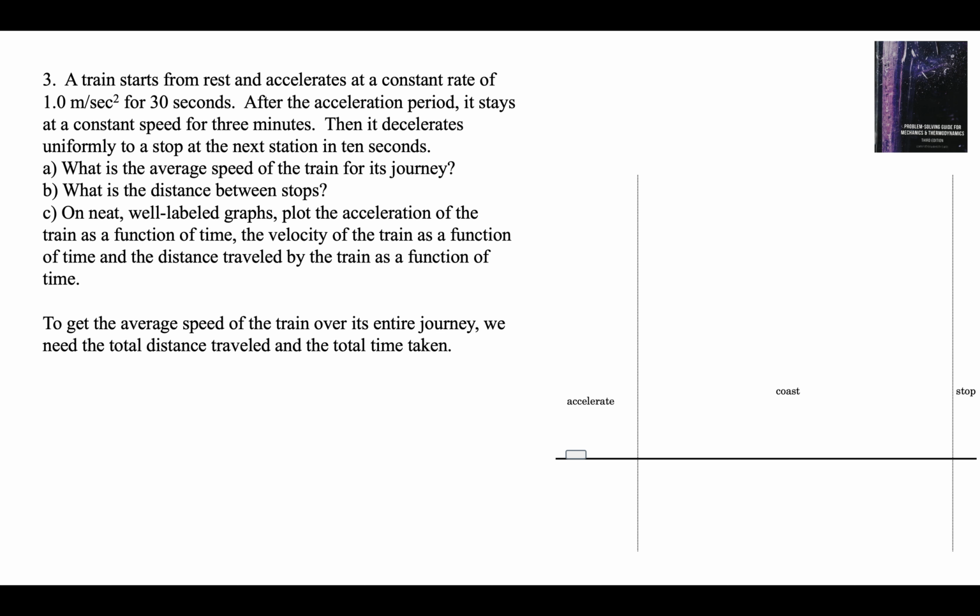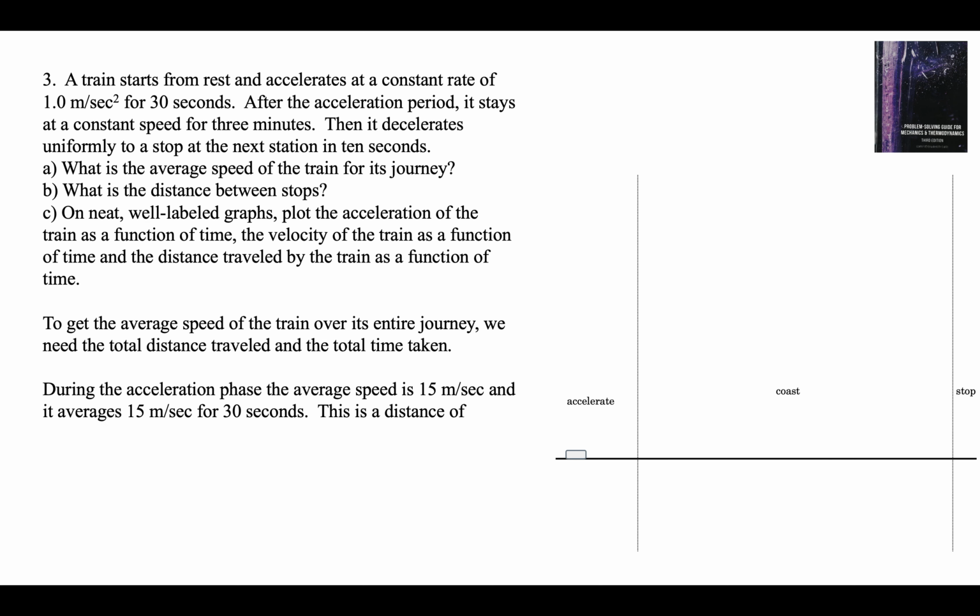To get the average speed of the train over the entire journey, which is part A, we have one move. We have to get the total distance traveled and divide it by the total time taken. That's the definition of average speed. During the acceleration phase, it goes from 0 to 30. The average speed is 15 meters per second for 30 seconds. The distance traveled during the acceleration phase is the average speed times the time, which is 15 meters per second times 30 seconds, 450 meters.